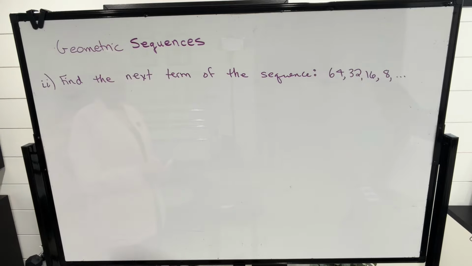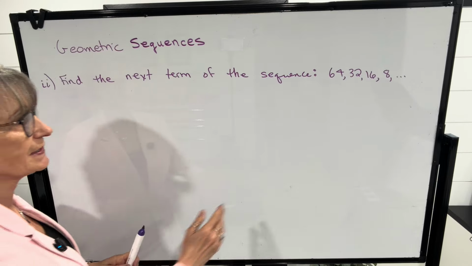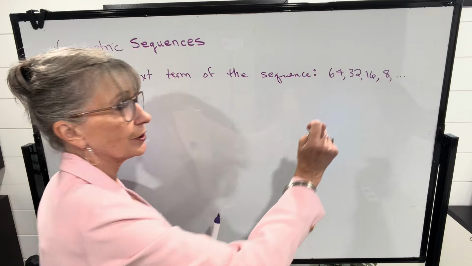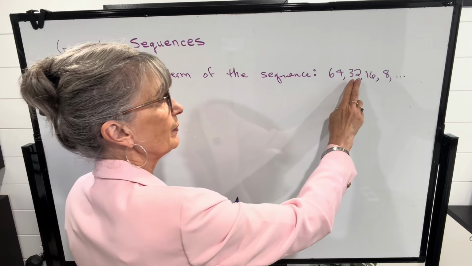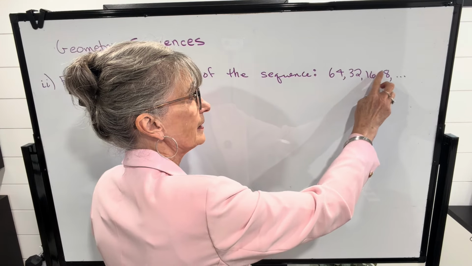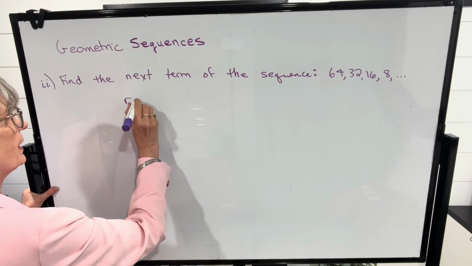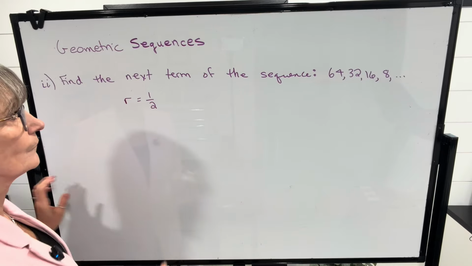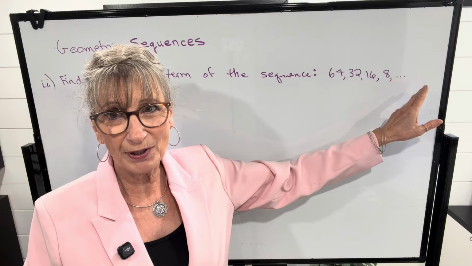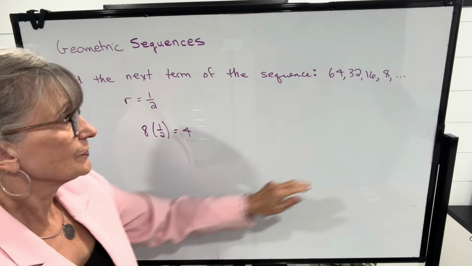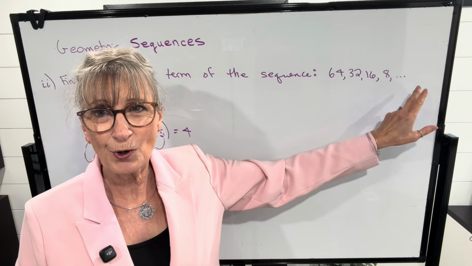Second example says find the next term of the sequence 64, 32, 16, 8. So let's determine if this is a geometric sequence. Look at the pattern. What do we multiply 64 by to get the next term? That would be 1/2. If we multiply 32 by 1/2, we get 16, and so on. So this is a geometric sequence, and our common ratio is 1/2. In order to find the next term, we don't need the formula. We simply take our last term of 8 and multiply by 1/2. So the next term in this sequence would be 4.